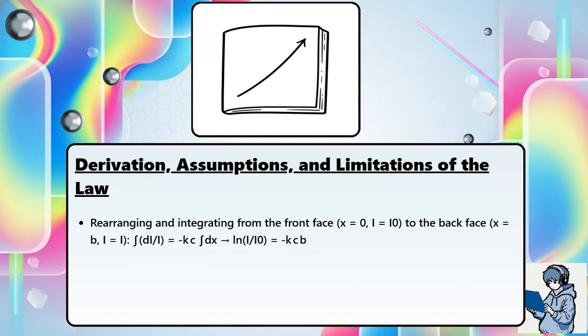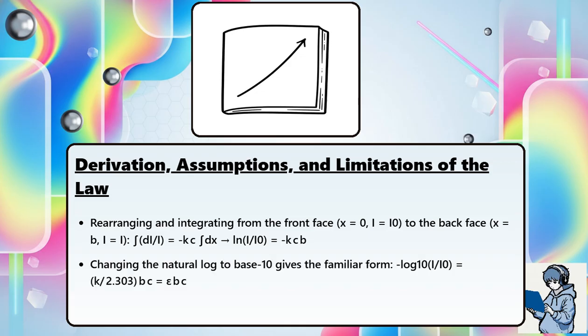Rearranging and integrating from the front face, x equals 0, I equals I0, to the back face, x equals b, I equals I. The integral of dI over I equals minus k c times the integral of dx, which leads to ln of I over I0 equals minus k c b. Changing the natural log to base 10 gives the familiar form: minus log 10 of I over I0 equals open parenthesis k divided by 2.303 close parenthesis b c equals epsilon b c.